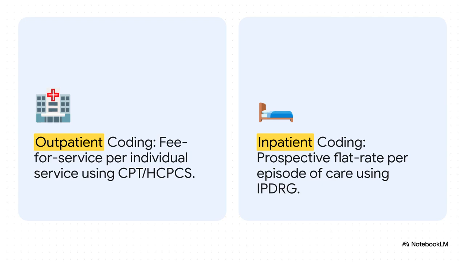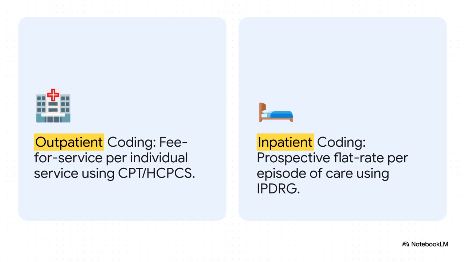Let's lay down our first foundational pillar. We need to clearly delineate the differences between hospital settings, because honestly, how you code depends entirely on where the patient is actually sitting. It's absolutely crucial to understand that outpatient coding runs on a fee-for-service model. That means individual services get CPT or HCPCS codes. But inpatient coding relies on a prospective flat rate for the entire episode of care. So if a patient is admitted overnight, the hospital gets a single lump sum based on their diagnosis.